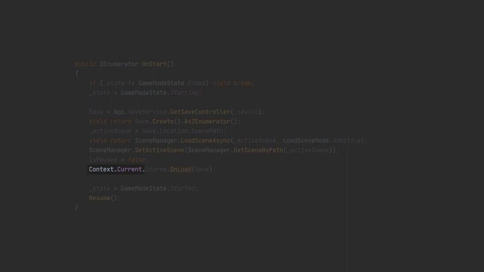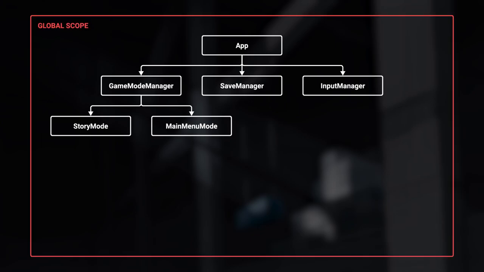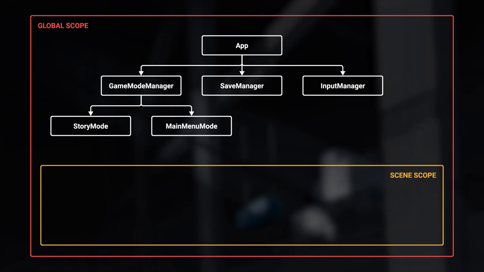Now let's take a look at this context thing. All the components we talked about up until now live in a sort of global scope, a scope that persists throughout the entire game. But when a game mode loads an additional scene, this scene can be thought of as another smaller scope that starts when the scene is loaded and ends when it gets unloaded.